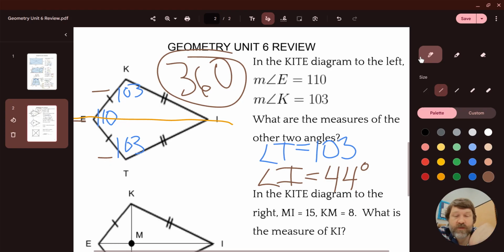So you've got to copy one of the angles because of that symmetry, and then subtract the others from 360, and that gives you the fourth angle. All right.